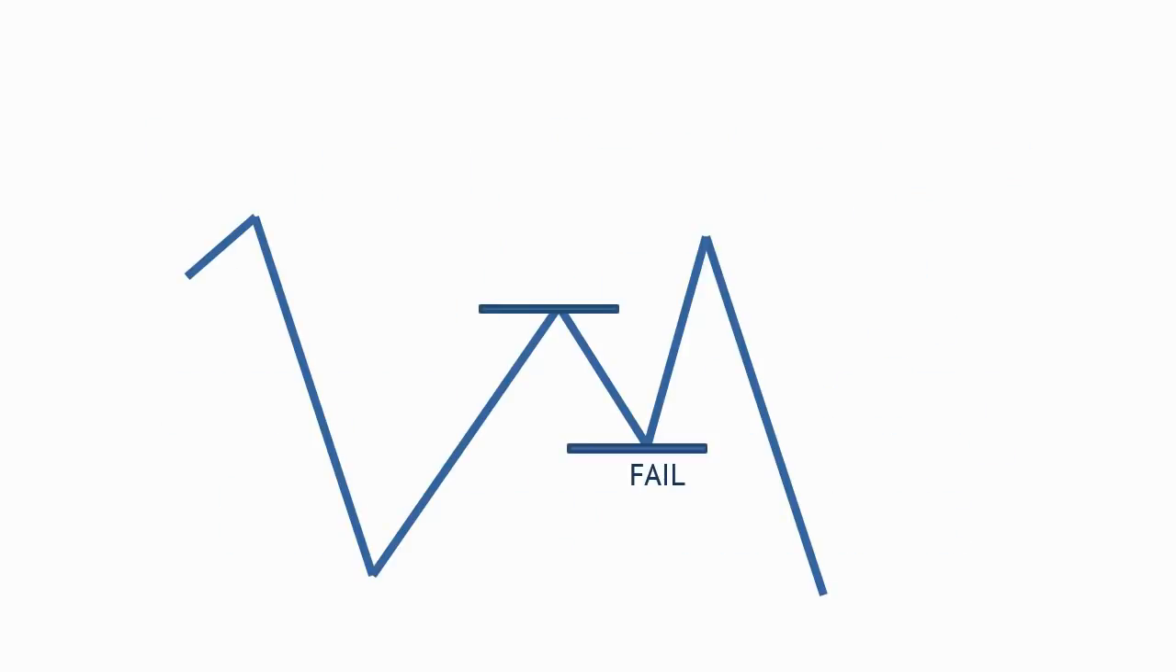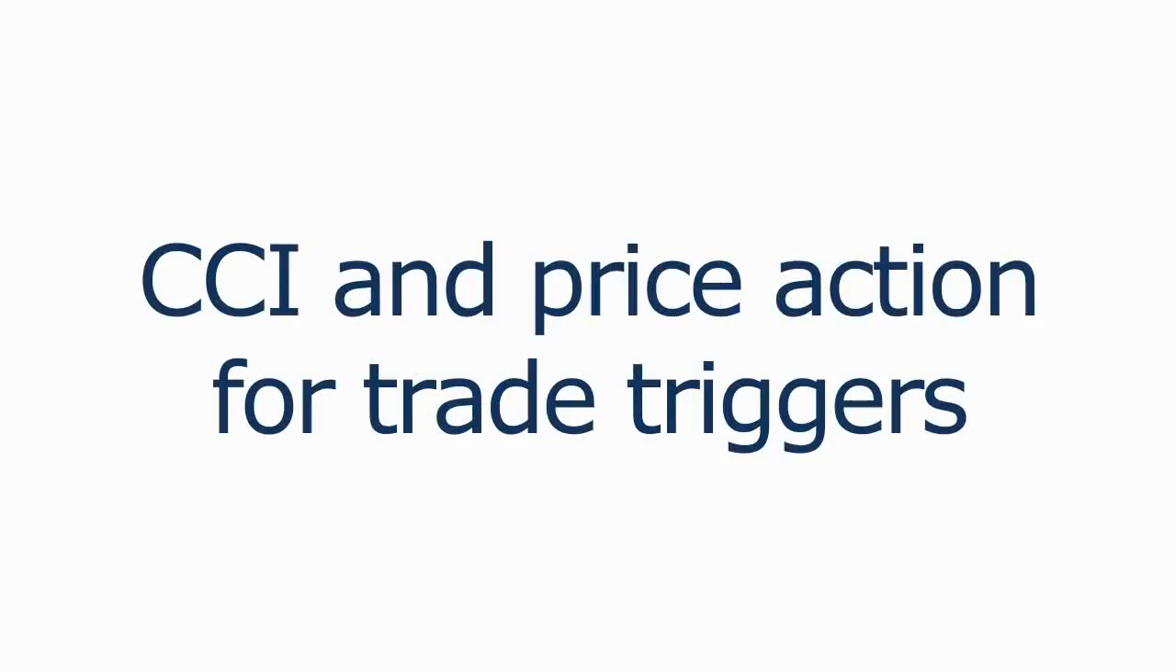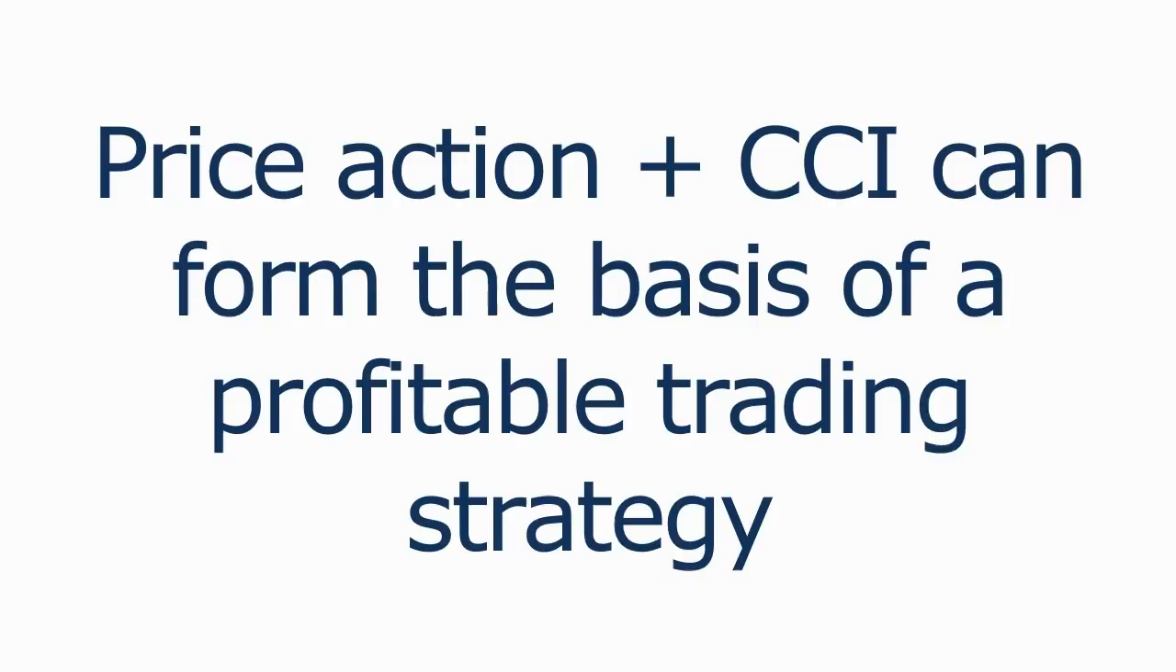Well, if a trend is not going to establish, the first place it's going to fail is the first pullback, where price fails to make a new high or low depending on the direction of the trend. So keep in mind, while we can use the CCI for trade triggers, a lot of traders who understand price action will want to use the signs the market is given. And using price action with the CCI, that can form the basis of a profitable trading strategy.